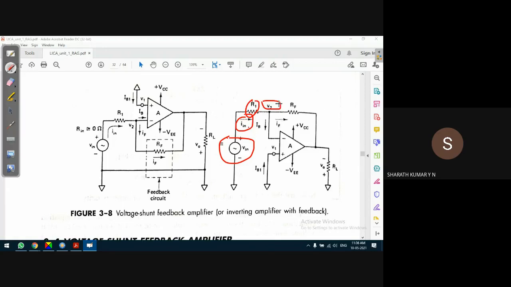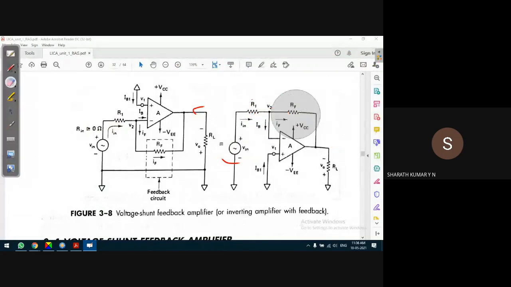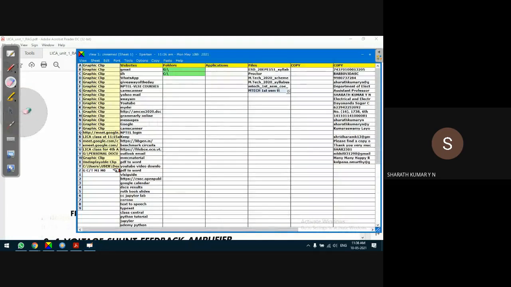What about for this current? It is V2 minus V0, the output voltage V0, divided by Rf. I is equal to V by R, where the voltage is the difference of voltages. It's a difference terminal; at this point there exists a differential potential because of the voltages, and hence we get this condition.